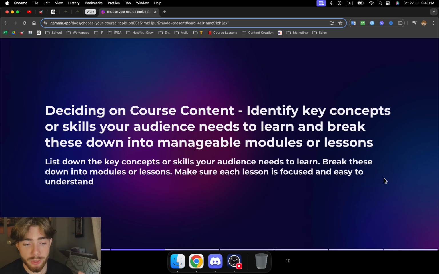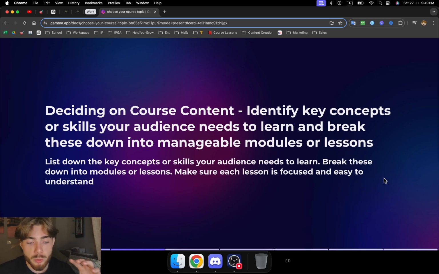The second one is deciding on the course content. You need to identify the key concepts or skills your audience needs to learn and break this down into modules or lessons. This is pretty easy, but it gets pretty hard, and people mess it up all the time. You need to list down the key concepts or skills your audience needs to actually learn, all of the stuff that you went through when you were doing it. You need to list the most important ones, because what people do is create this huge timeline of what exactly a person needs to accomplish. But you need to take the most valuable things out of this timeline and create a list that is actually something your audience needs.